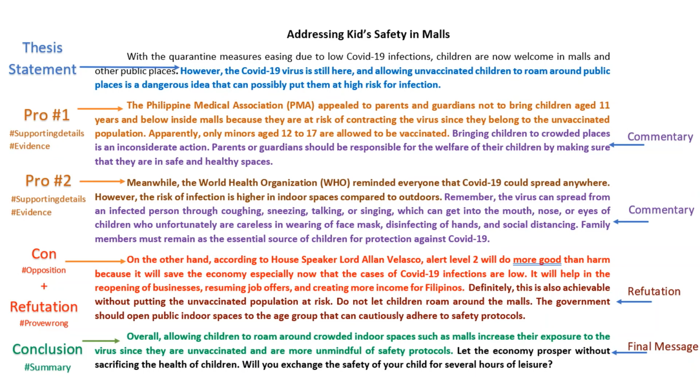Before we end this lesson, let us have a review. Take note that when writing an argumentative essay, you must follow a structure for smooth flow of ideas. Your argumentative essay should have a thesis statement, pros and cons, refutation, and conclusion. Aside from that, you should also use language features to add color and put emphasis to your claim.